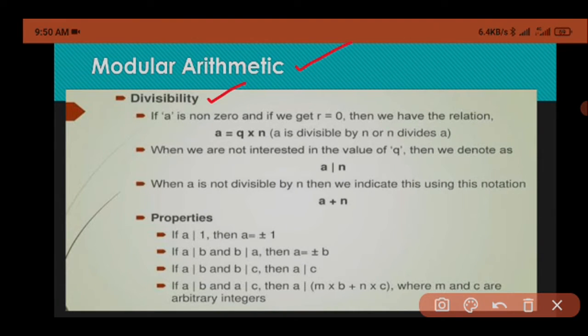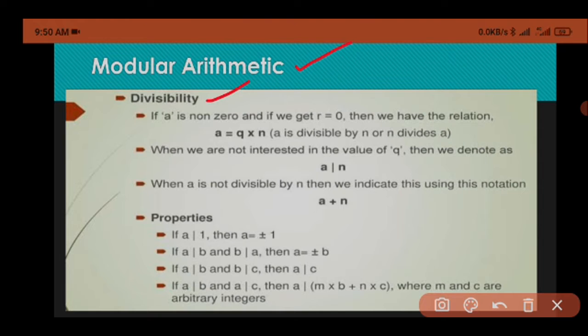modular arithmetic. Under this first topic comes divisibility, which we are well versed in from the junior classes. What is it? If A is non-zero and we get R equal to 0, that means the remainder is 0, then we have the relation A is equal to Q multiplied by N. A is divisible by N, or N divides A. All three are the same thing.